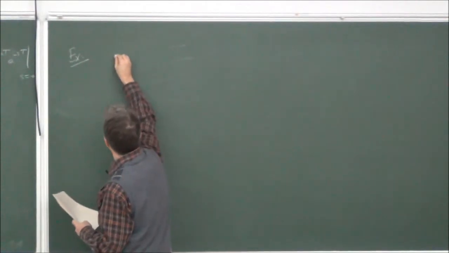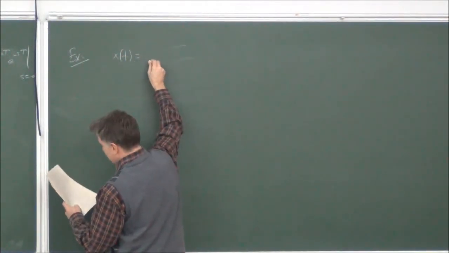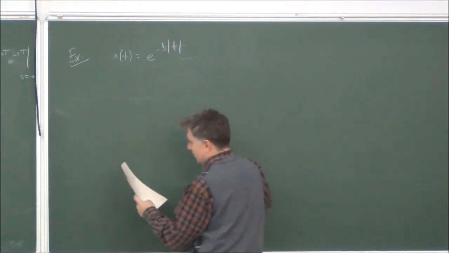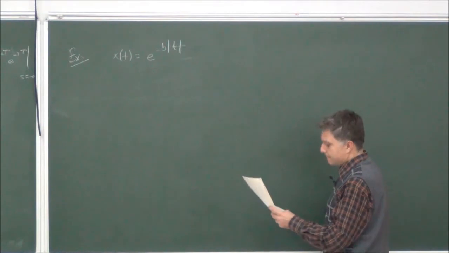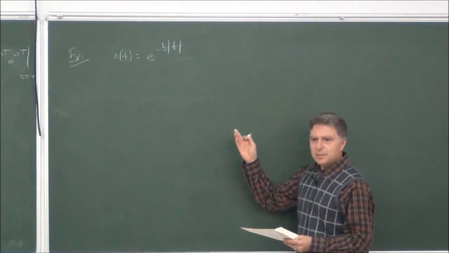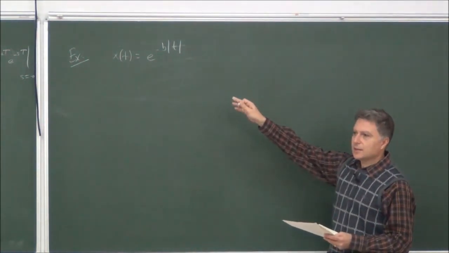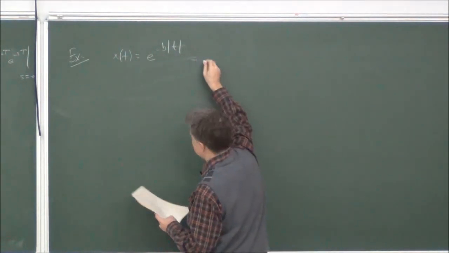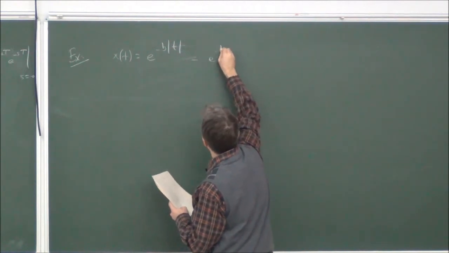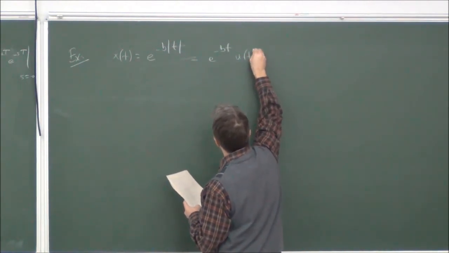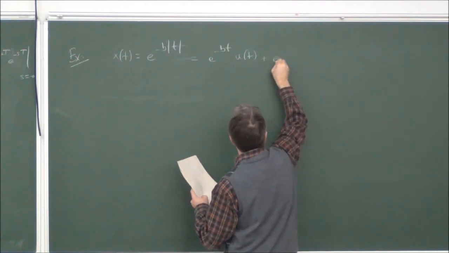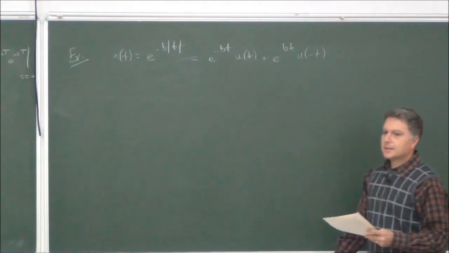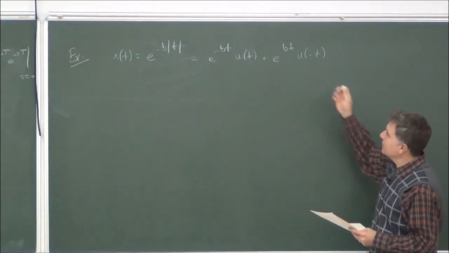In this example, we have x of t to be equal to e to the minus b times the magnitude or absolute value of t. What do I mean by that? This is a two-sided signal, and we found the Fourier transform of this one previously as well, if you remember. That is e to the minus bt u of t plus e to the bt u of minus t. It's the right-hand sided and the left-hand sided combination.